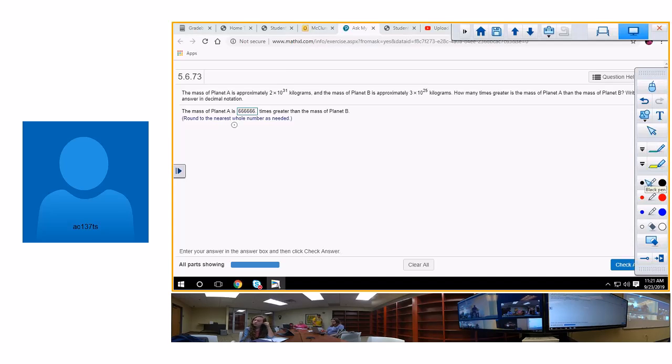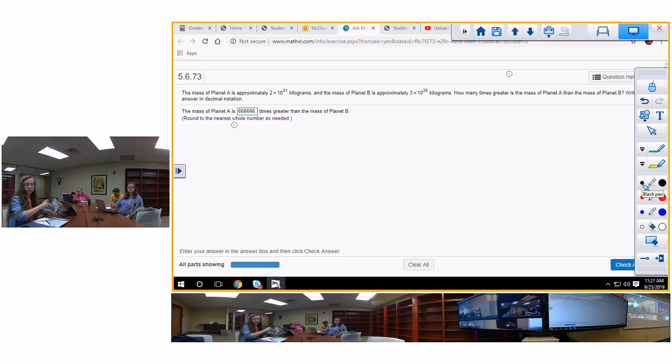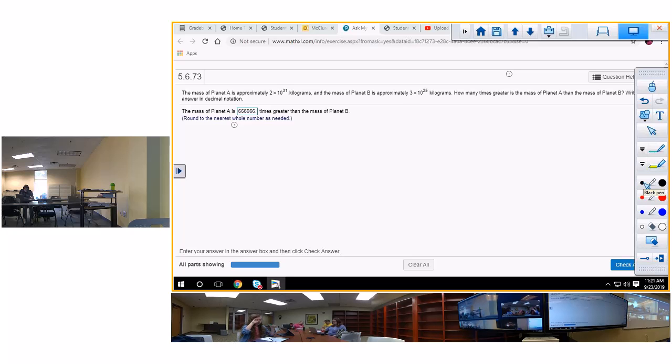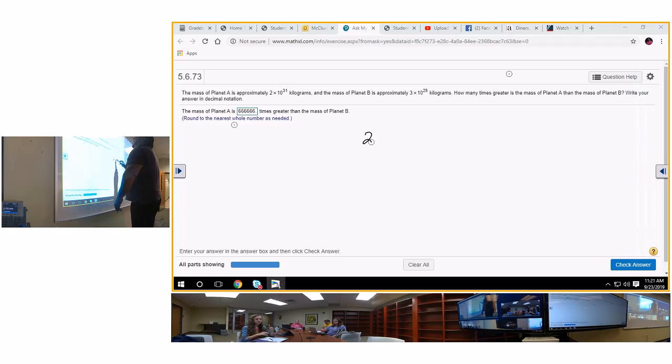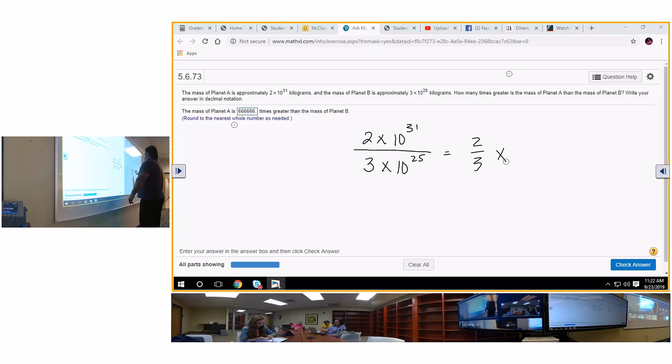All right, let's try. Mass of planet 2 point whatever. How many times greater? Well, remember my scenario. You put the biggest one on top. So which one's bigger? The 2 times 10 to the 31. That's the biggest one, so it goes on top. 2 times 10 to the 31st power over 3 times 10 to the 25th power. 2 divided by 3 times 10 to the 31 minus 25.